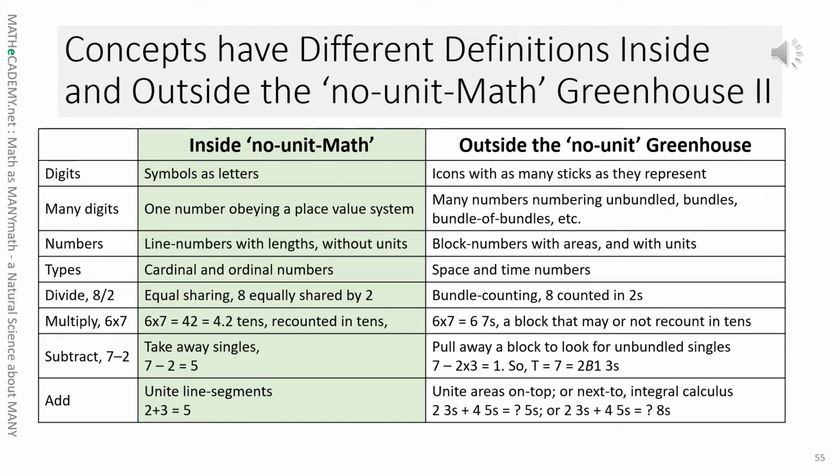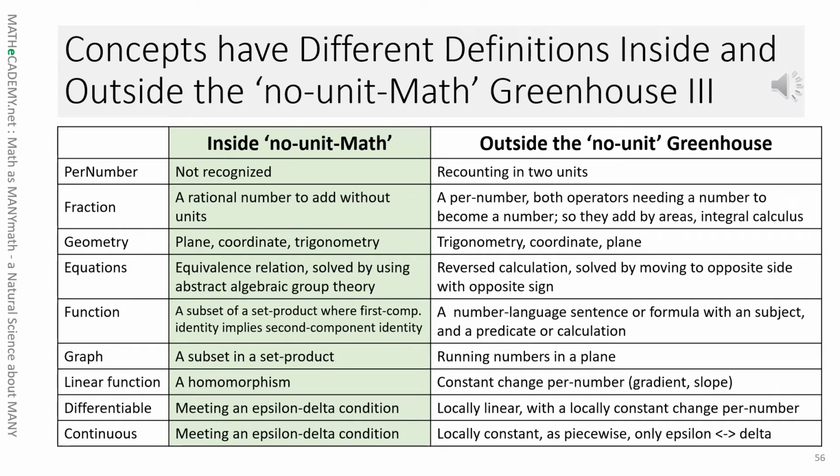Add. Inside, it is uniting line segments, 2 plus 3 equals 5. Outside, it is uniting areas on top, or next to, also called integral calculus. 2 3s plus 4 5s equals how many 5s, or 2 3s plus 4 5s equals how many 8s. Pair number. Inside, it is not recognized. Outside, it is recounting in 2 units. Fraction. Inside, it is a rational number, to add without units. Outside, it is a pair number, and both are operators, needing a number to become a number, so they add by areas, as integral calculus.